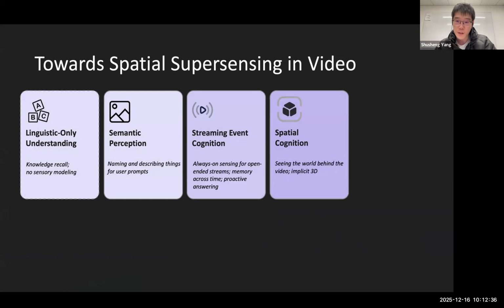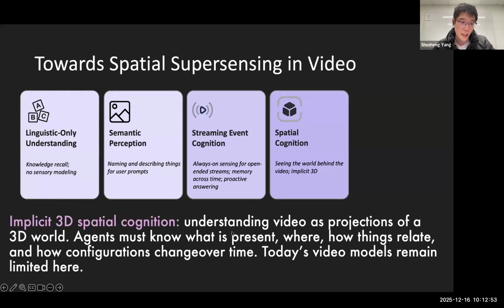And the fourth level is about spatial cognition. Here we are not asking the model to just describe the content in every frame. Here we want the model to understand the underlying 3D space. In this level, we want the model to understand videos as projections of the 3D world. To achieve this, an agent must know what is present, where, how things relate to each other, and how configurations change over time. Today's video models remain limited here, and we will show you why later.